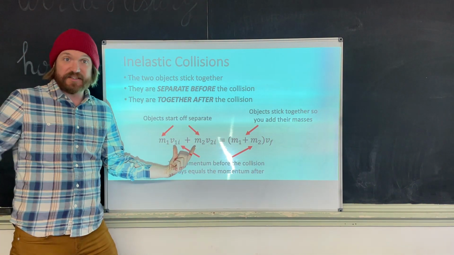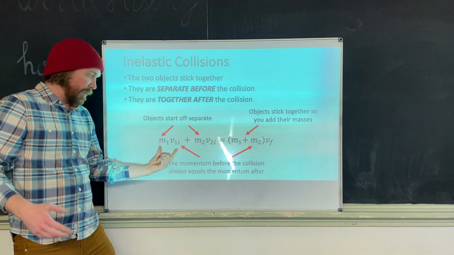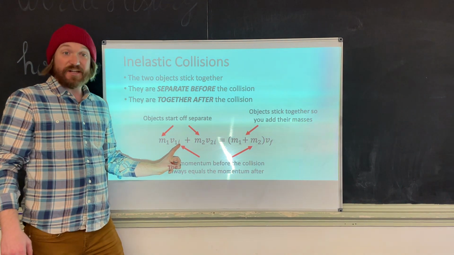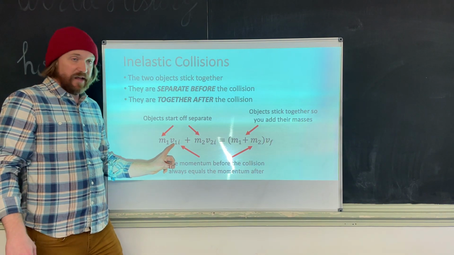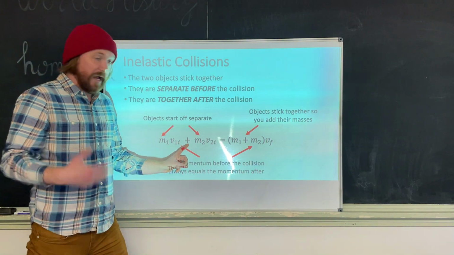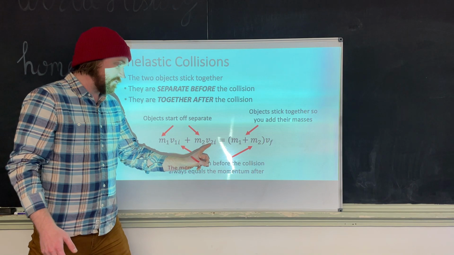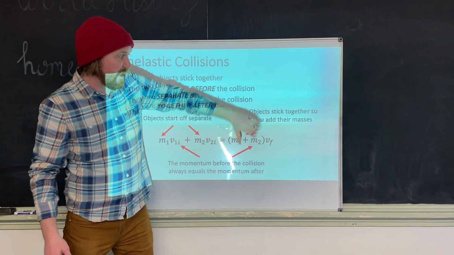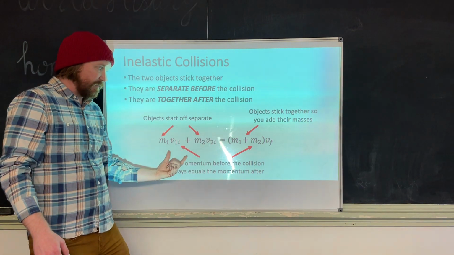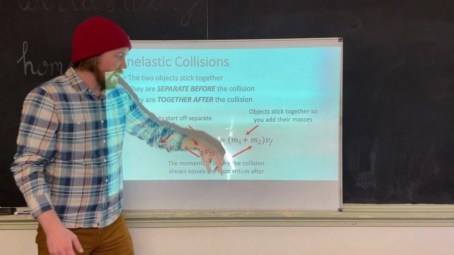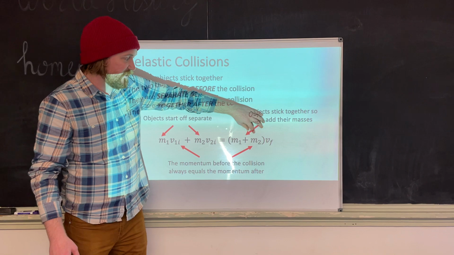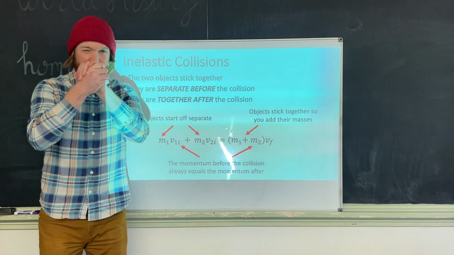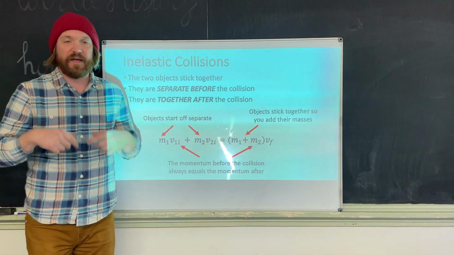The first part looks exactly the same. We have the momentum of the first object, m1 v1 initial, the mass and velocity of the first object, plus we're adding it to the mass and the initial velocity of the second object. That's going to equal the total momentum after, right? The total momentum before equals the momentum after. And here we add the two masses together and multiply it by its single velocity. One mass, one big mass has one velocity.